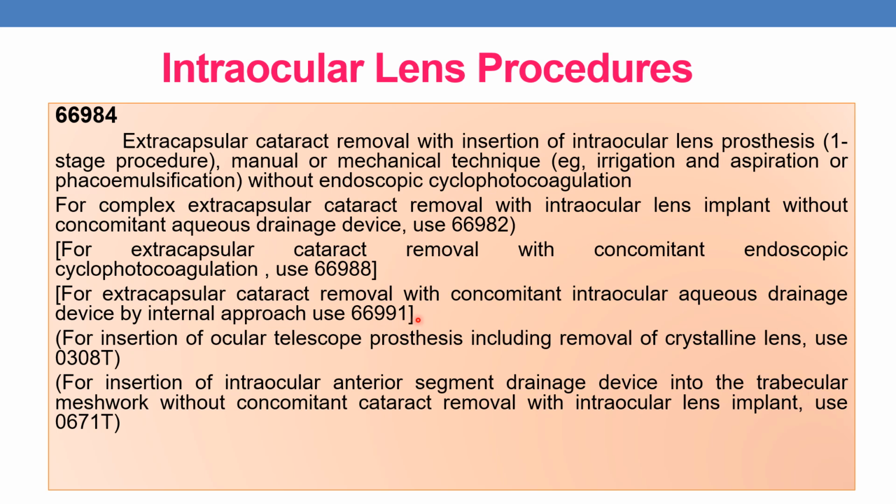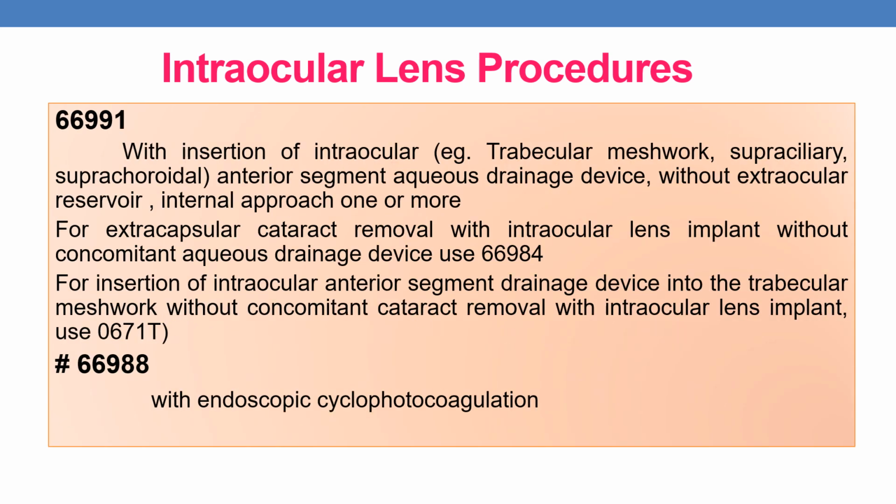And for extracapsular cataract removal with concomitant intraocular aqueous drainage device by internal approach, the CPT is 66991. And for insertion of ocular telescope prosthesis, including removal of crystalline lens, you need to use 0308T. And next is for insertion of intraocular anterior segment drainage device into the trabecular meshwork without concomitant cataract removal with intraocular lens implant, you need to use 0671T. The next CPT is 66991.